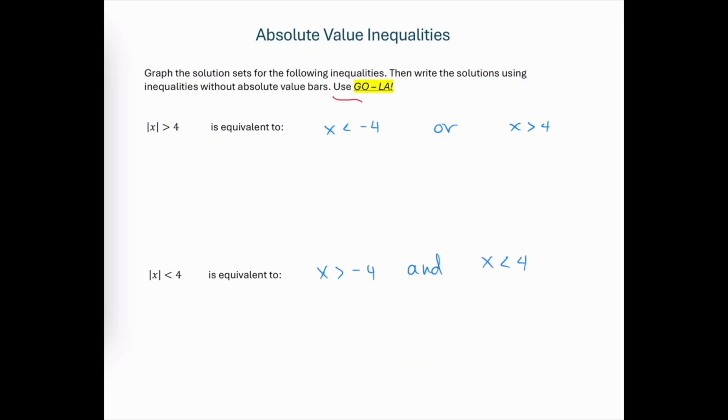So now let's try to understand what GoLA means. When we have an absolute value inequality where the absolute value of some variable expression is greater than a positive constant, we'll say that greater than is going to correspond with an or statement. So we'll say O for or. When we have the absolute value of a variable expression that is less than a positive constant, we'll write down an L for less than, and our solution intervals are connected by the word and. So we say A for and. So GoLA is an acronym that can help us to generate these solution intervals that do not contain absolute value bars.